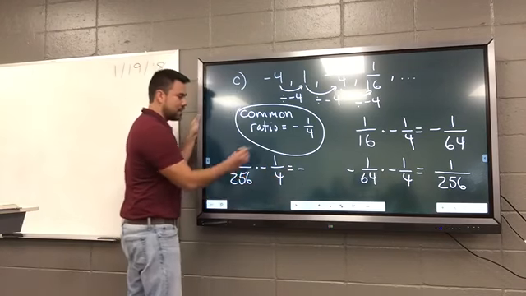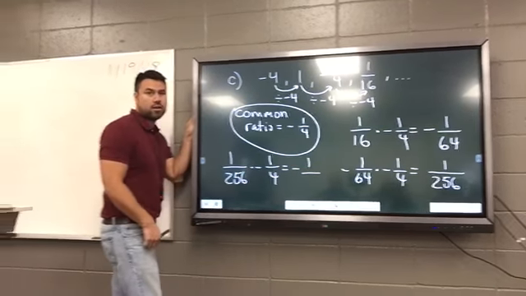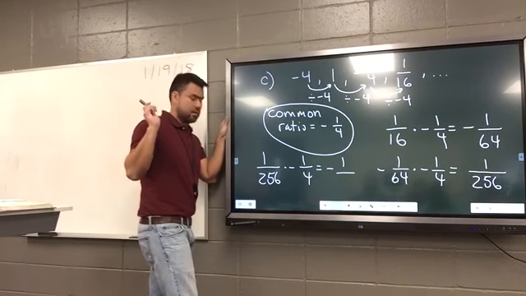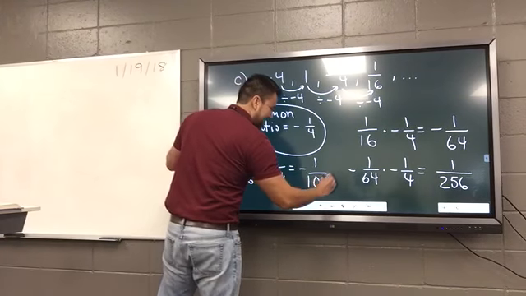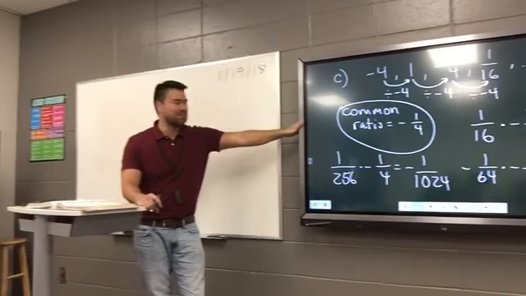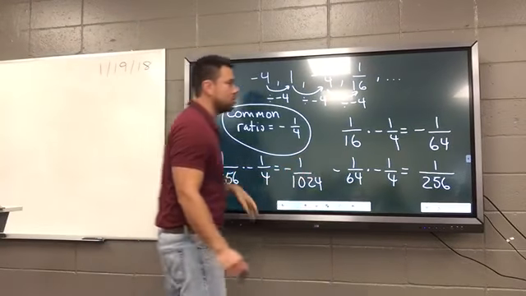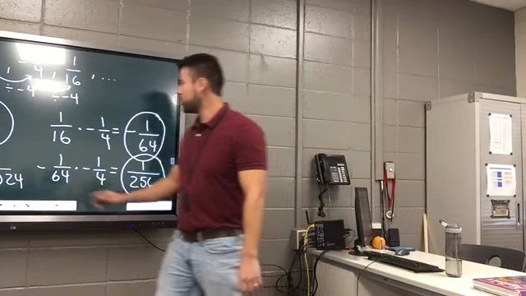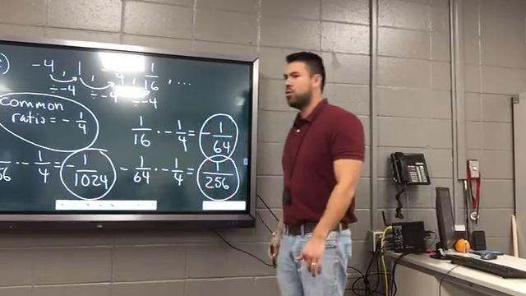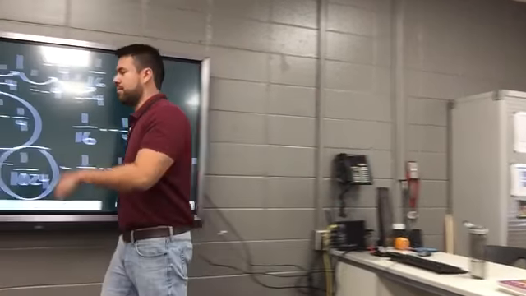Is that a positive or negative answer? Negative. What's 1 times 1? 1. And then the hard part was what's 256 times 4? 1,024. Yeah, good. Sorry, I had a mental block, and I was like, what's going on? Negative 1 over 1,024. So what are the next three terms? Negative 1/64, 1 over 256, and negative 1 over 1,024. You guys get that? That's a hard one.